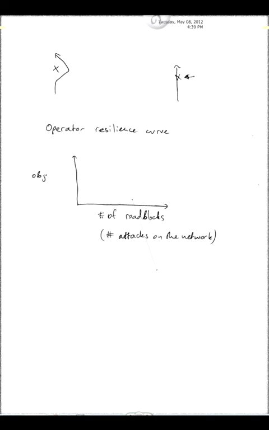And the point of an operator resilience curve is that it can really help you figure out how robust a particular network is. So if a particular network's objective is to minimize something, so in our case, the operator wanted to find the shortest path out of the state.